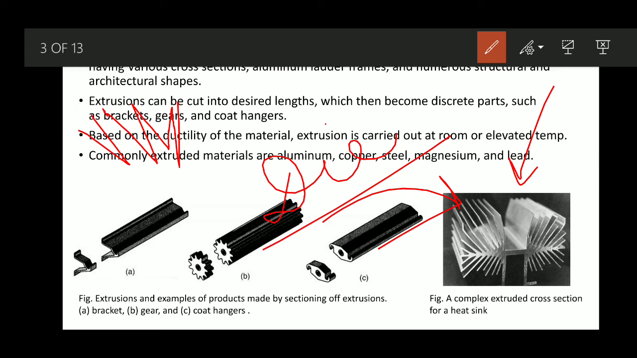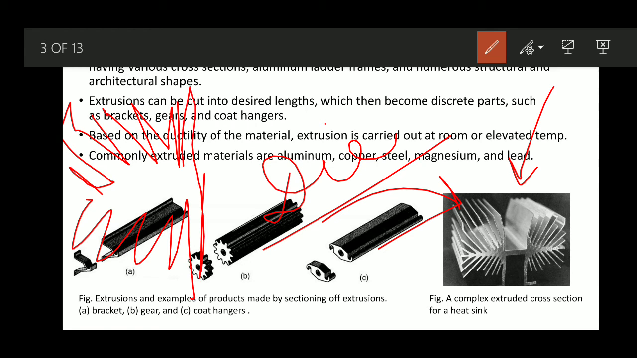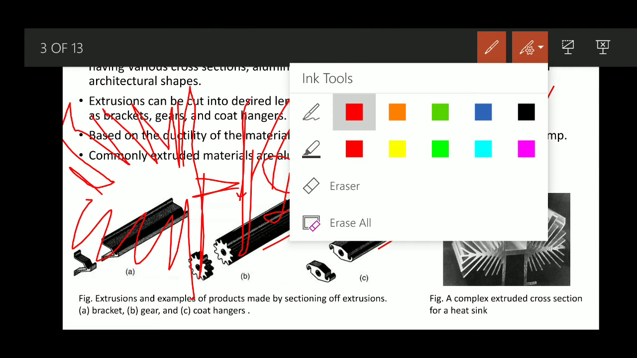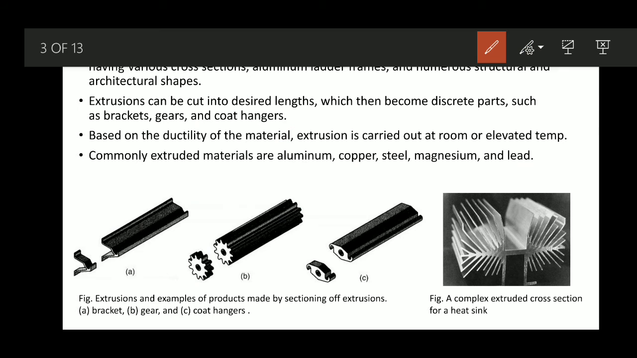Okay, the opening will depend on whatever the shape is. Okay, the figure is very poor, whatever I am drawing, but you can see what this particular look is. Based on that you can have the part. So it is an example that even a very complex part cross section can be very easily extruded.